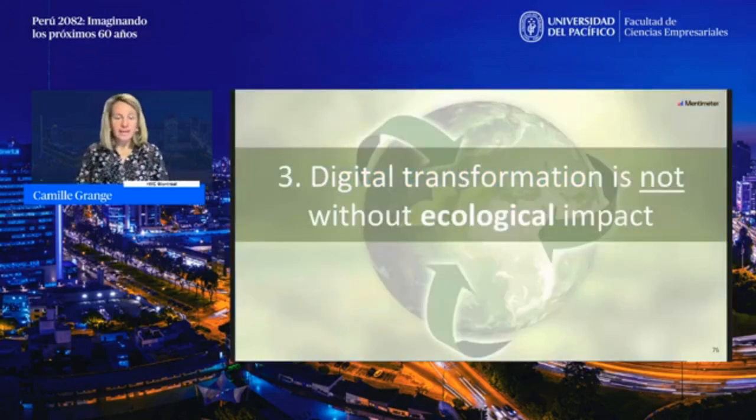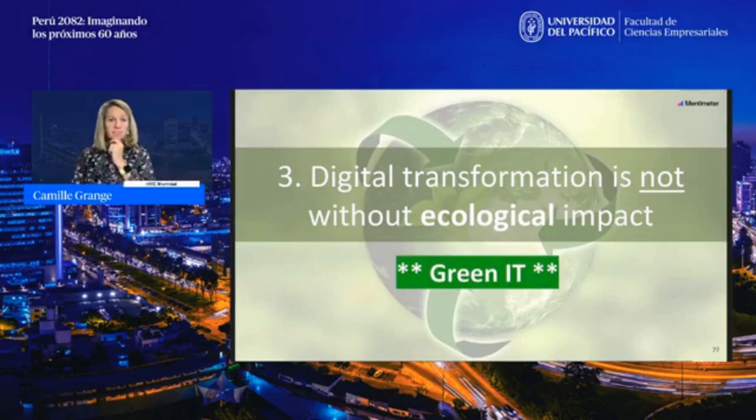And last but not least, because of all the dynamics I've talked about, scale and growth of digital business models, increased speed of technology adoption, well, digital transformation is not without ecological impact. And there are two main ways to think about IT and digital transformation in relation to ecological impact. The green IT academic and professional movement promotes the practice of environmentally sustainable computing.